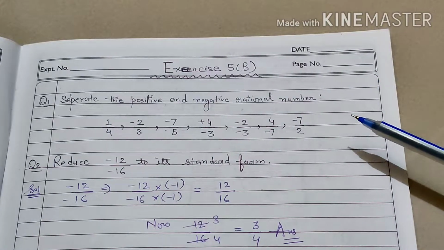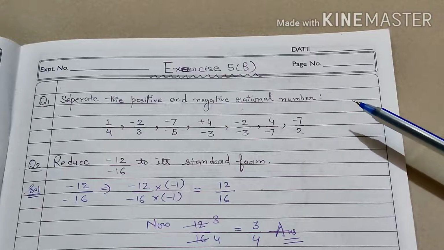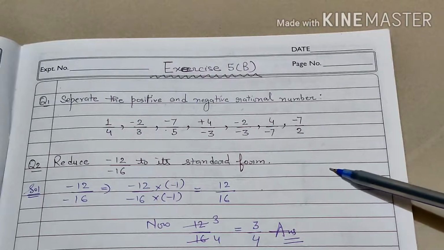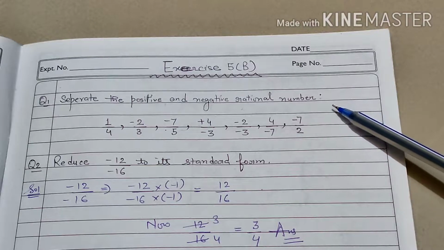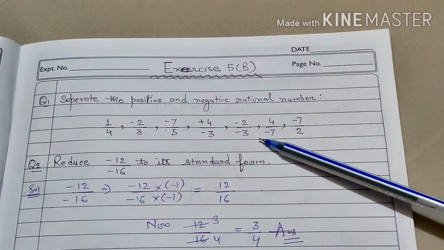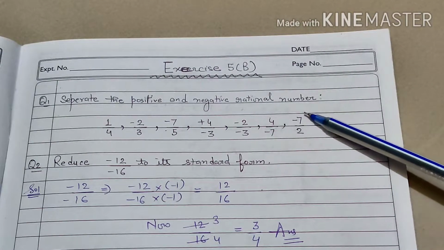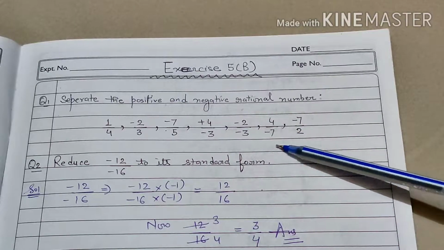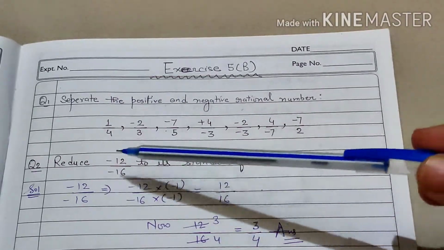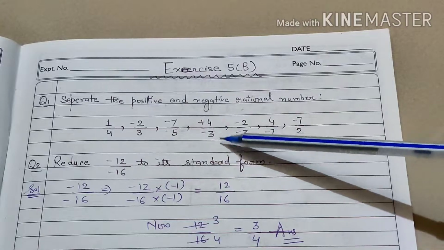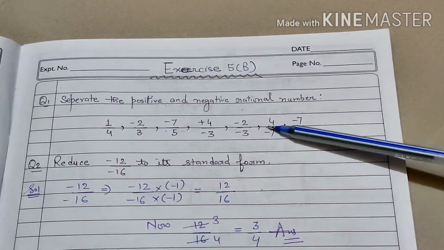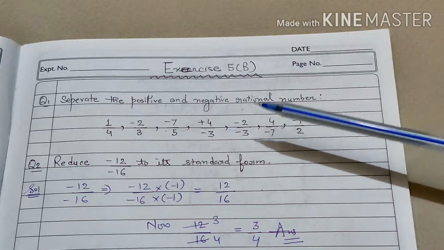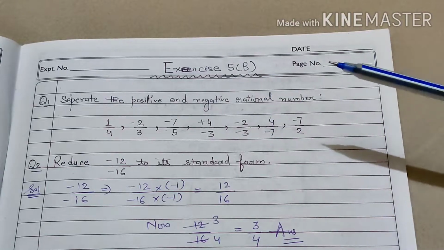Today it's time for exercise 5B, chapter Rational Numbers. So here we go. Question number 1: Separate the positive and negative rational numbers. Here are some rational numbers. There are 1, 2, 3, 4, 5, 6, 7. Okay, 7 rational numbers. You have to separate them into positive and negative rational numbers.